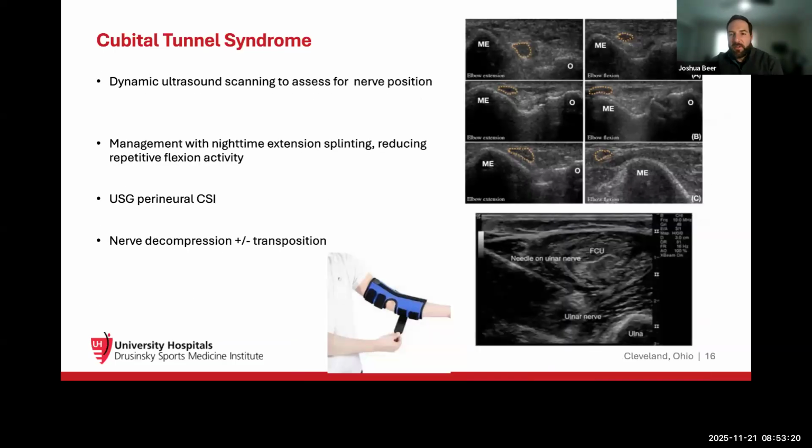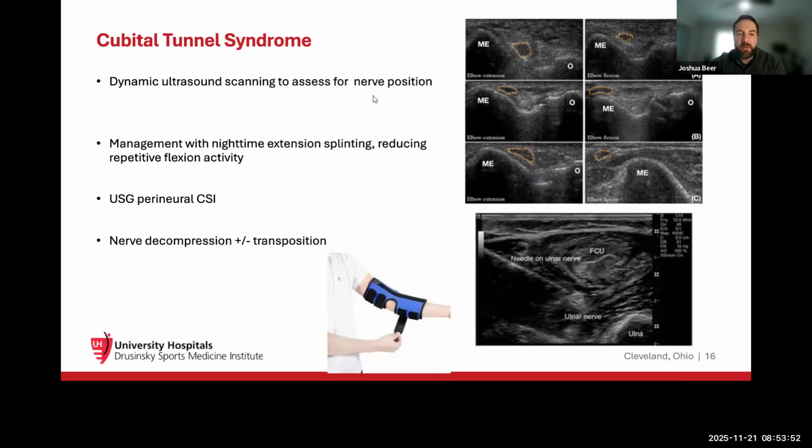As far as things you can do with dynamic ultrasound, you can see if there's any subluxation, which can be seen in the middle row. So the top row is what happens if you go from elbow extension into flexion: that nerve will move up towards the medial epicondyle, but should stay within this groove. If it's a subluxation, the nerve will move onto the top of the medial epicondyle, but won't snap over it. And then if it dislocates, it will go the whole way over.